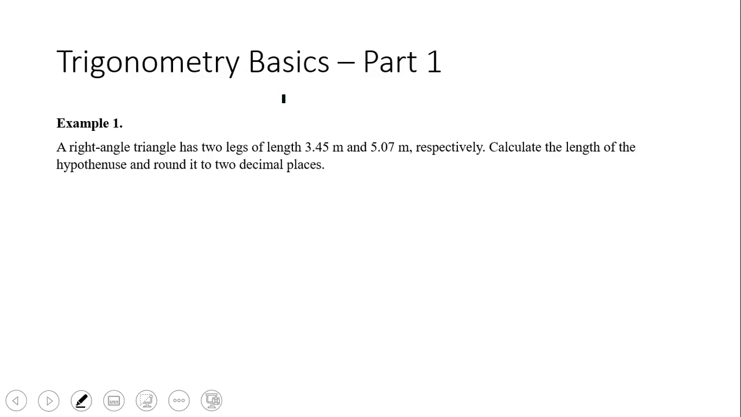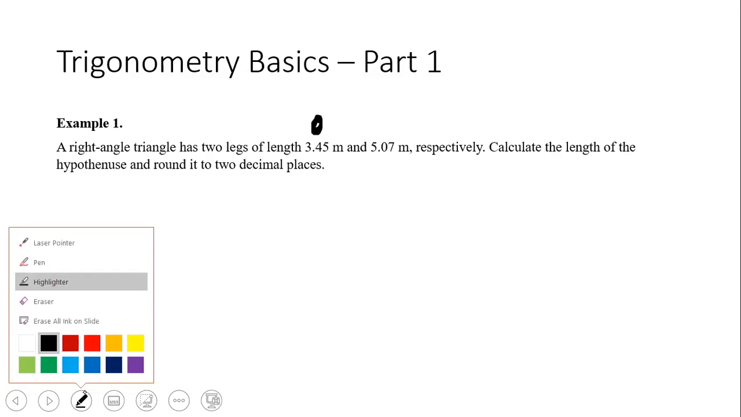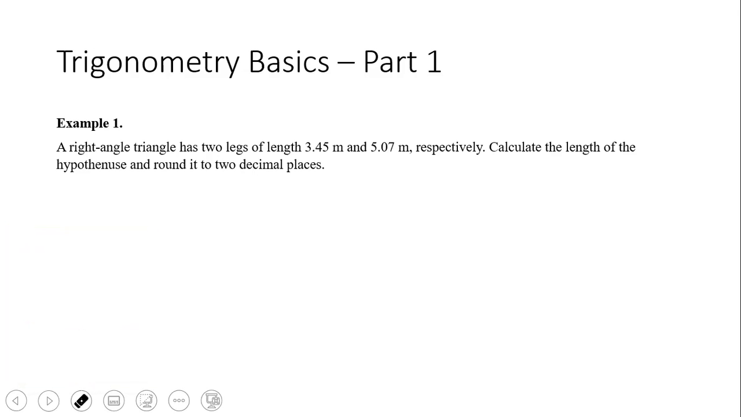We can call these two A and B. It doesn't really matter which one we call A and which one we call B. So let's call this one here A, and this one here B, and we want to calculate the length of the hypotenuse. And in order to calculate the length of the hypotenuse, all we have to do here is use our Pythagorean theorem, square the two sides, take the square root, and then round it.